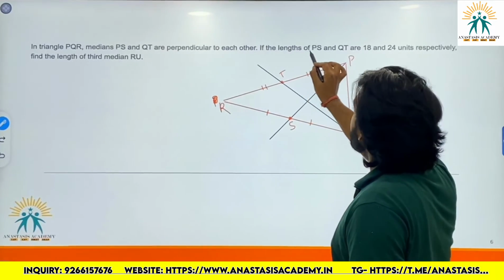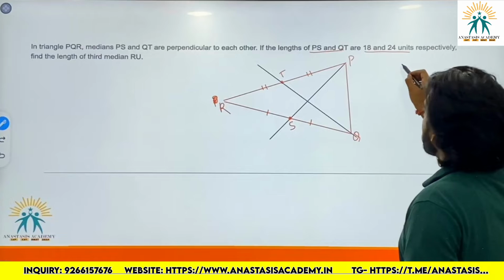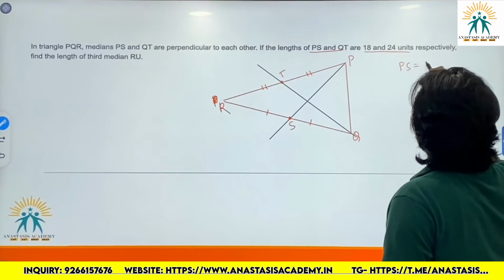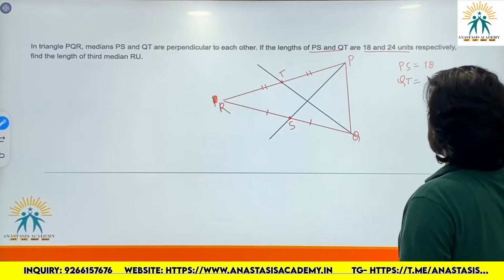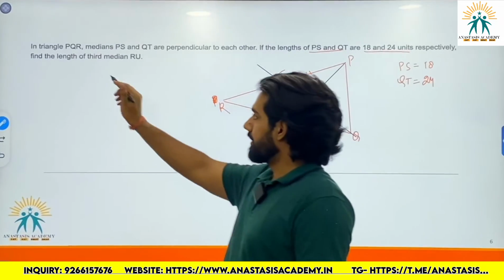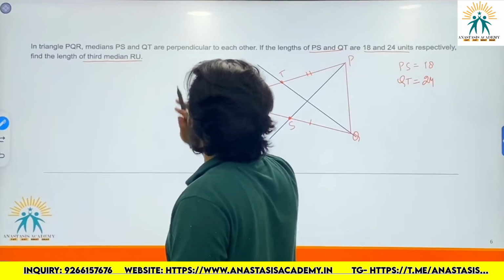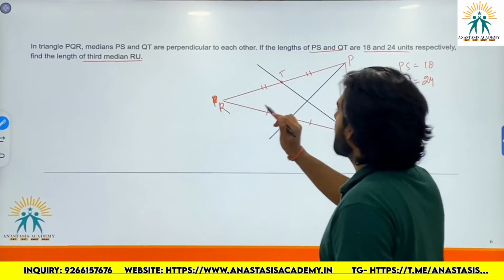Now if the lengths of PS and QT are 18 and 24 respectively, PS is given as 18 units and QT is given as 24 units. Find the length of third median RU. I have to find the length of the third median.